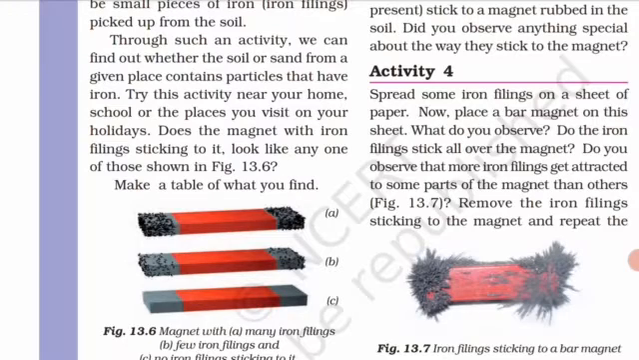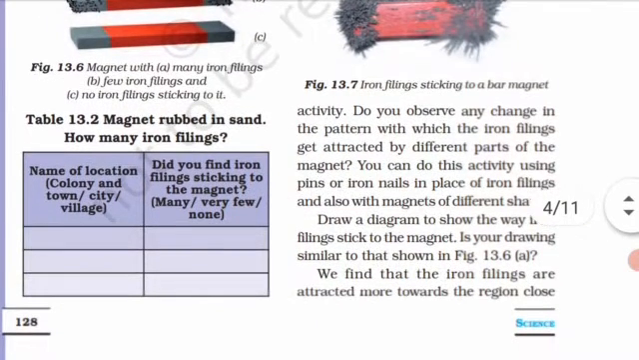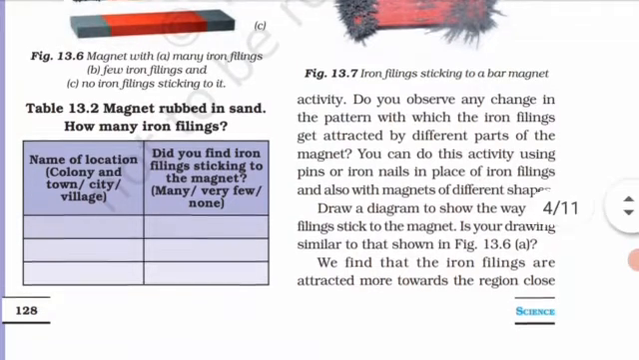Spread some iron filings on a sheet of paper. Now place a bar magnet on this sheet. What will you observe? You will observe that all the iron filings are getting attracted to some parts of the magnet and not others. Remove the iron filings sticking to the magnet and repeat this activity again. You will observe the same pattern again, with the iron filings getting attracted by the same parts of the magnet.